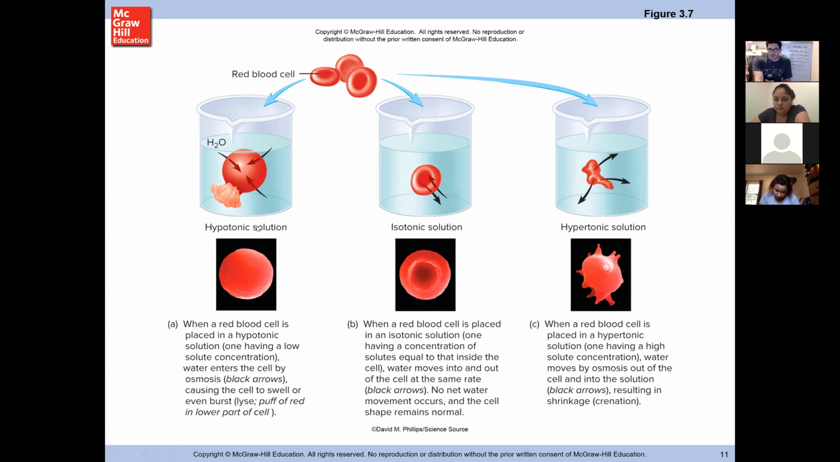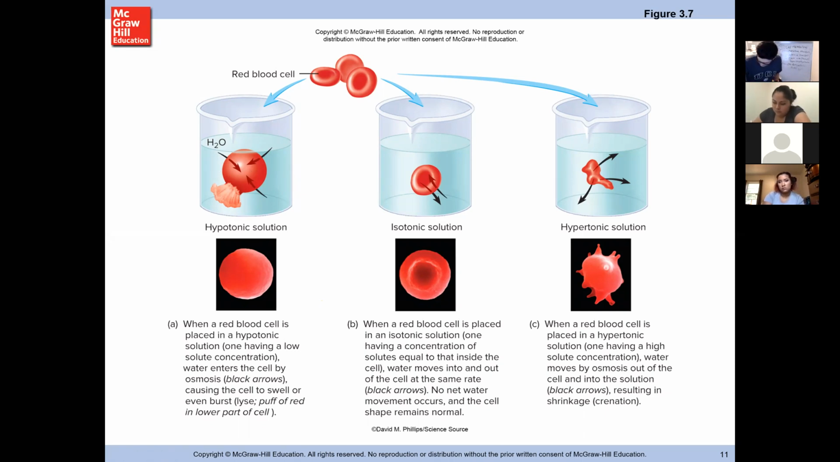These prefixes, hypo, iso, and hyper, are referring to the environment around the cell. On the left-hand side, hypo means lower or below tonic, so a low or low pressured solution. Hypotonic solutions have low hydrostatic pressure. The other way to think about that is that they have low salt and low sugar content in the solution relative to the inside of the cell.